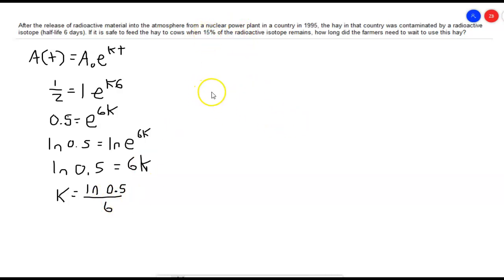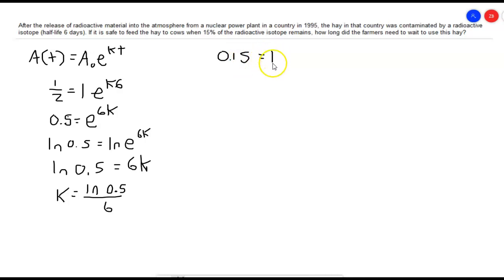So I'm going to do the same kind of thing. It says, if it is safe to feed the hay to cows when 15% of our radioactive isotope remains, how long did the farmers need to wait? So now we're going to be solving for the time. That's going to be our variable. So I'm going to set this up the same way. The amount remaining, if I started with 1, would be 0.15 because that's 15% of 1.